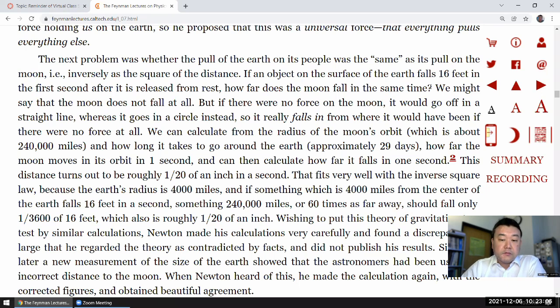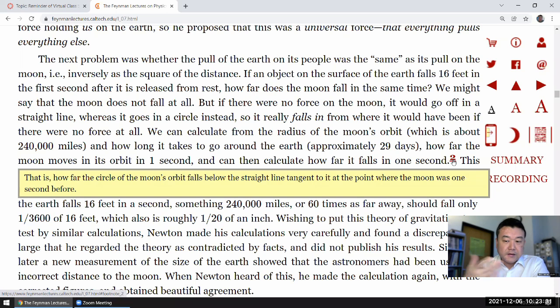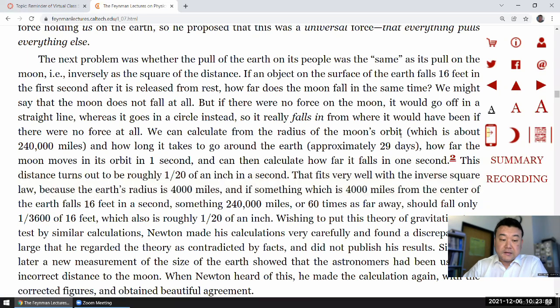We can calculate from the radius of the moon's orbit, which is about 240,000 miles, and how long it takes to go around the Earth, approximately 29 days, how far the moon moves in its orbit in 1 second, and can then calculate how far it falls in 1 second. So this is a footnote describing what falling means. If you imagine a straight line path and compare that with a circle, there's a distance there. That's the distance that's being described as falling. This distance turns out to be roughly 1/20th of an inch in a second.